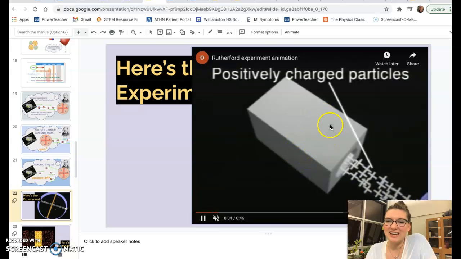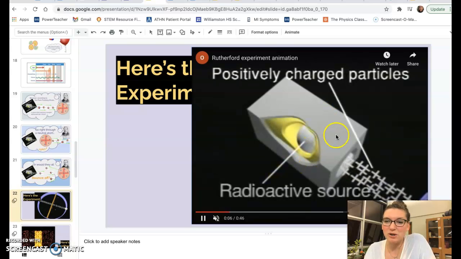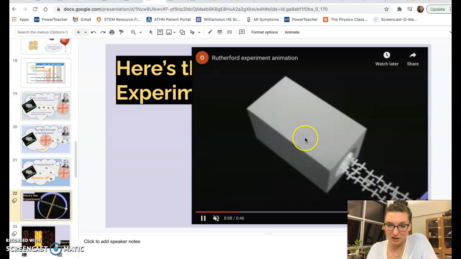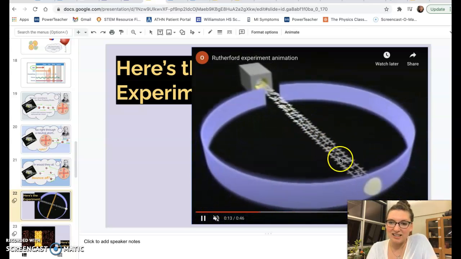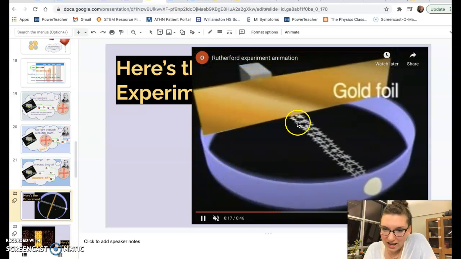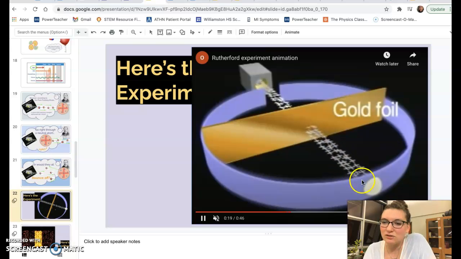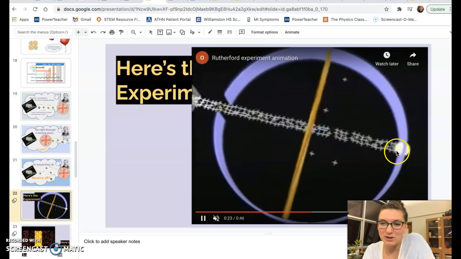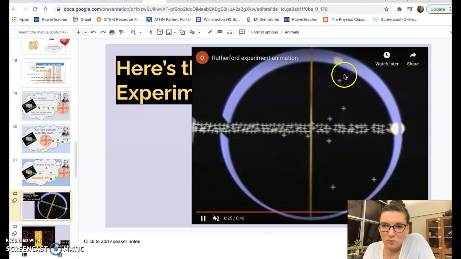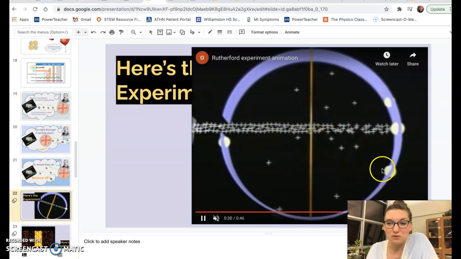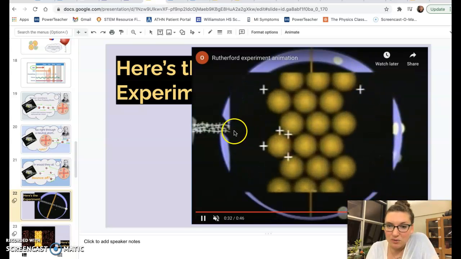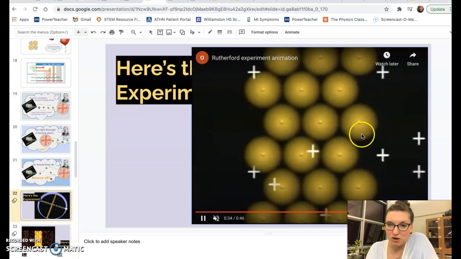So we have these positively charged particles, alpha particles, coming from this radioactive source, beaming at this fluorescent screen. So when they hit the fluorescent screen, the screen lights up. That's what fluorescent means, that the alpha particles cause it to light up. Because you can't see the alpha particles, they're too small on their own, but you can see where the screen lights up. So you can see that before that gold foil was there, it goes straight through.